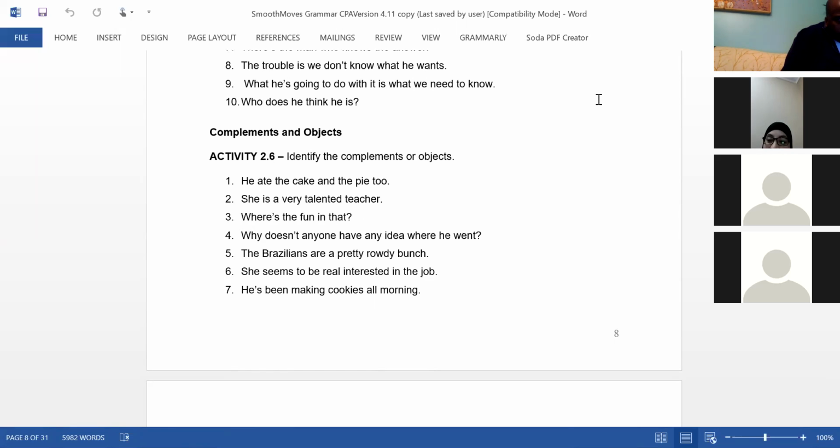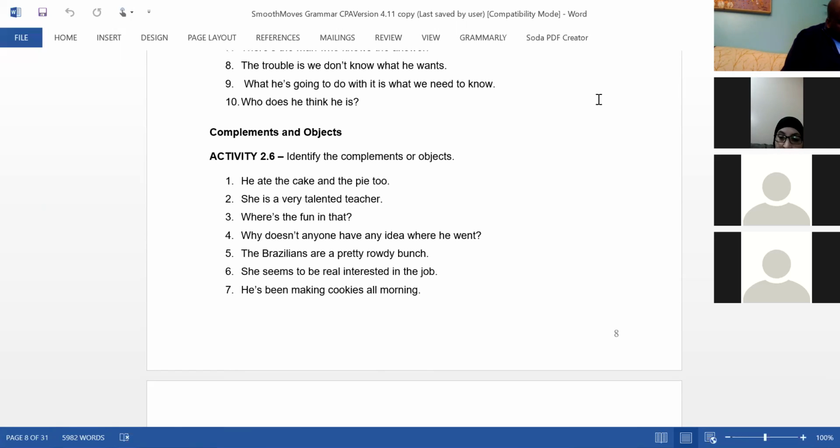The cake and the pie is what? The cake and the pie. Is a complement or object? Object. 2. Very talented teacher. Complement or object? Complement. 3. Where? Fun. Fun. Complement or object? Object. No. Complement. Where is? Complement. Right?